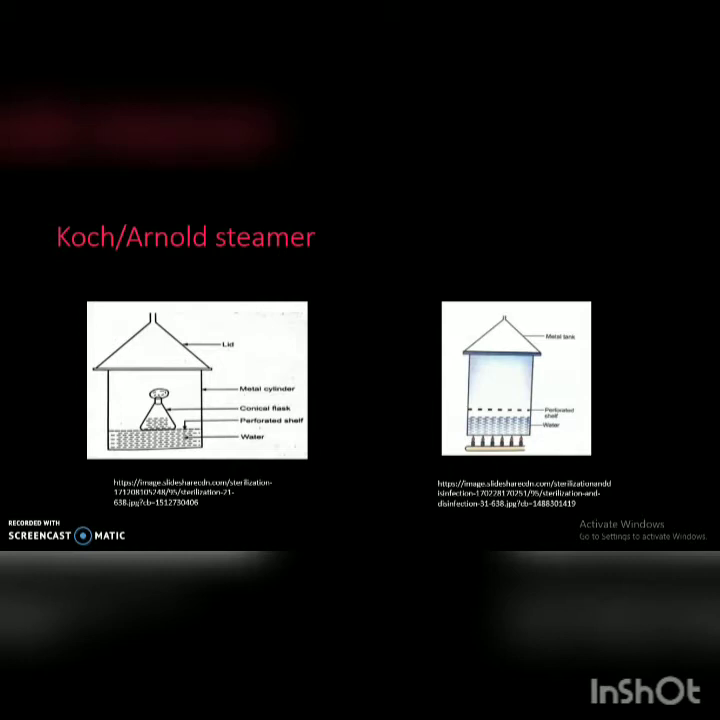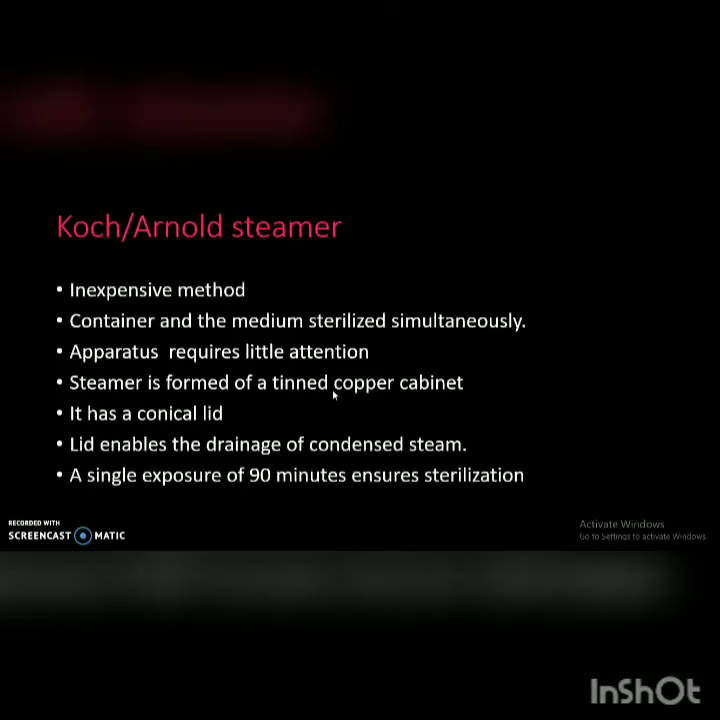This is the Koch-Arnold steamer. Here we can see it is formed of a metal cylinder with a conical lid, and a perforated shelf or tray. The materials to be sterilized are placed on the shelf, and we can see water, which is heated by flame so that steam is produced. This steam sterilizes the materials in the conical flask. That is the Koch-Arnold steamer.